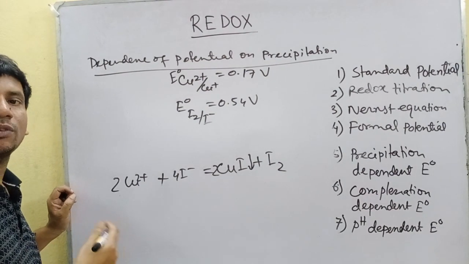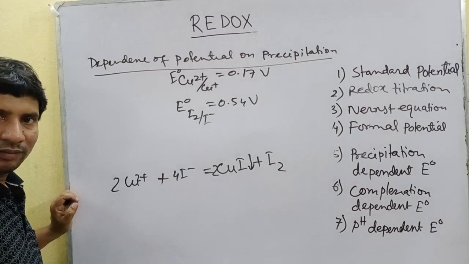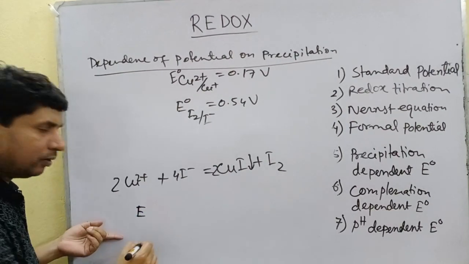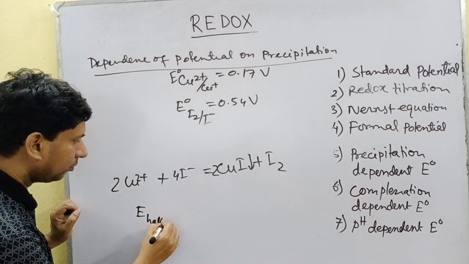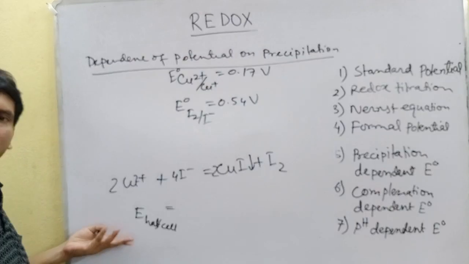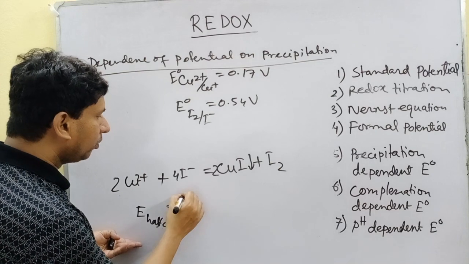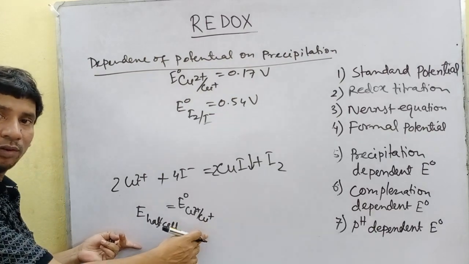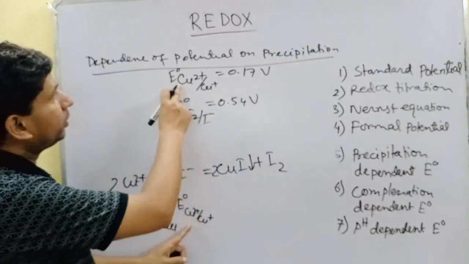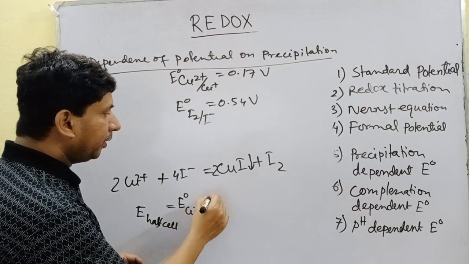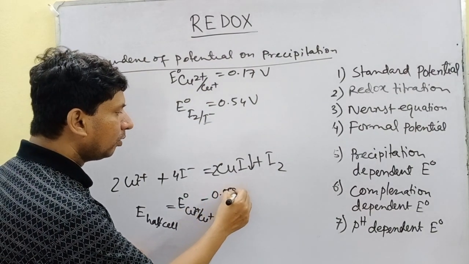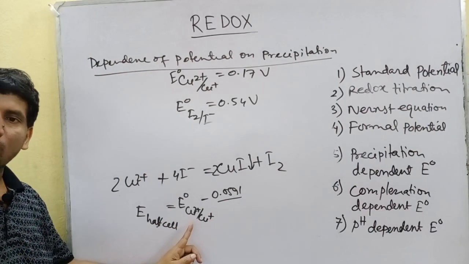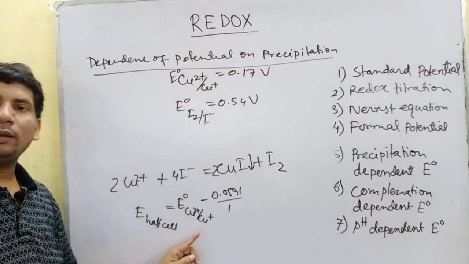This is only a half cell, because copper 2 plus goes to copper 1 plus. Then for this half cell, E half cell equals E0 of Cu2+ to Cu+, not copper. This is the redox potential of this half cell, minus 0.0591 by n, where the number of electrons changed is only 1, copper 2 plus to copper 1 plus, so this is 1, then log.